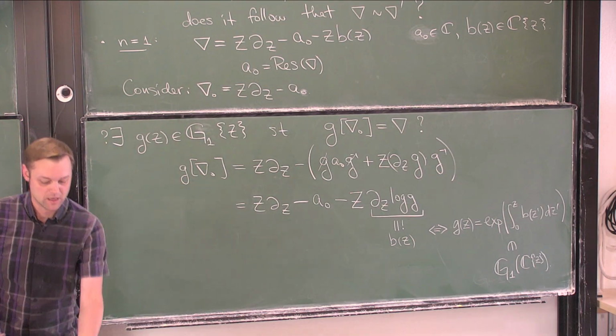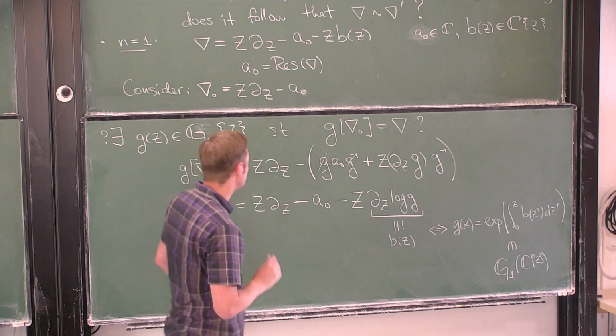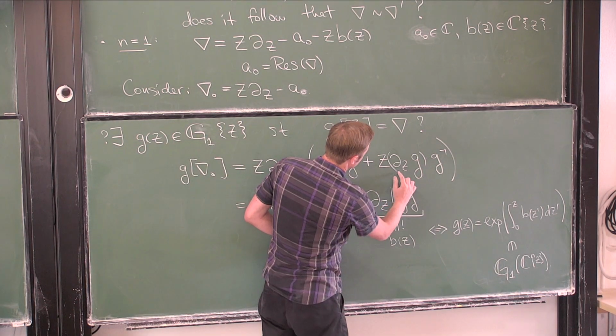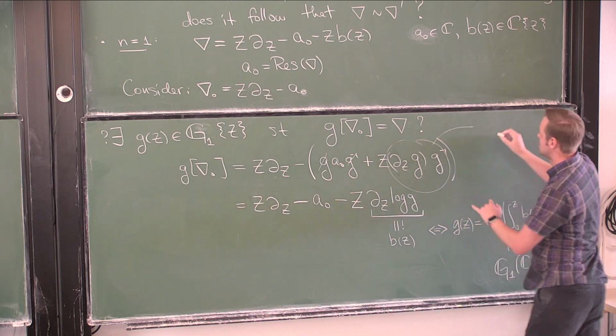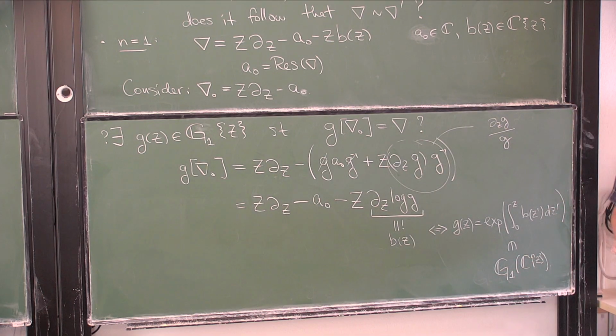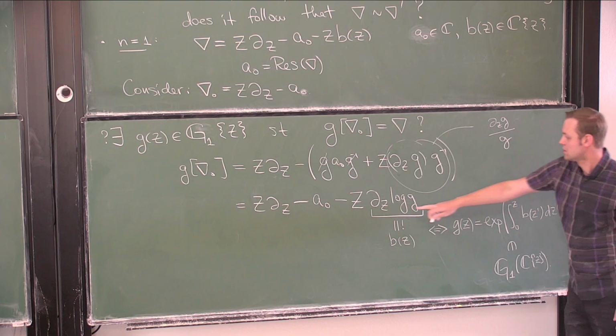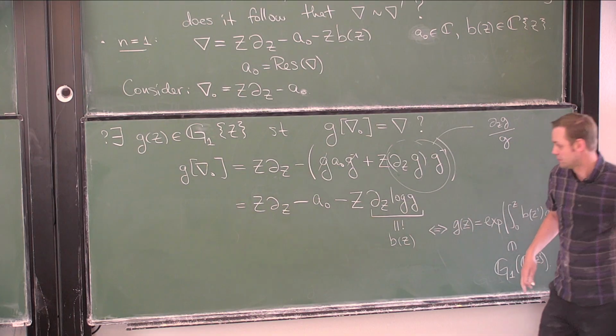How did we get log G? Oh, it's just because this term is just dZ g over G. If you differentiate log, you get the derivative of G over G.